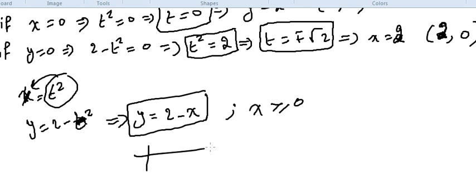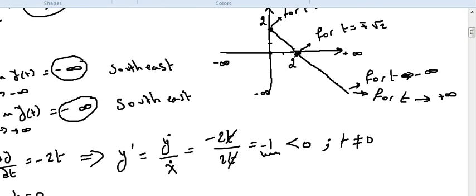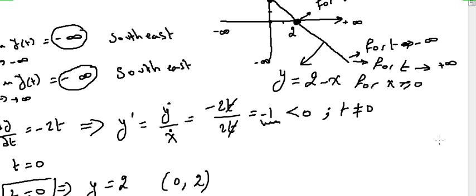If we make the table of variation of this straight line to draw it: if x is 0, y is 2. If y is 0, x is 2. So we have the same points here, 0, 2 and 2, 0. For x negative it is rejected, so x should be greater or equal to 0, and we join these two points to have this equation of a straight line. So this straight line is exactly y equals 2 minus x for x greater or equal to 0.